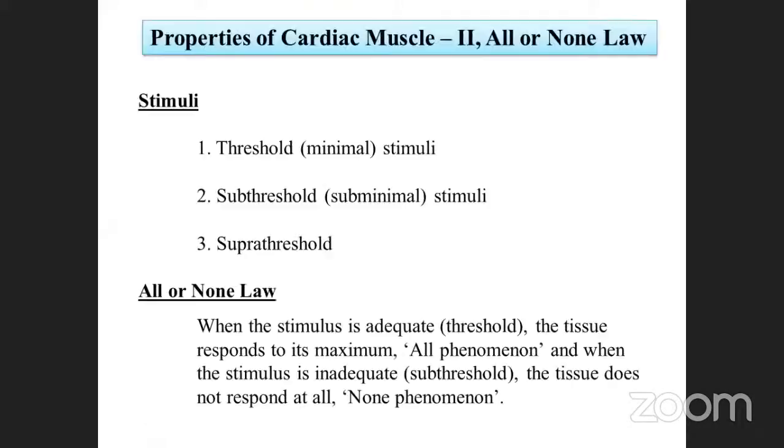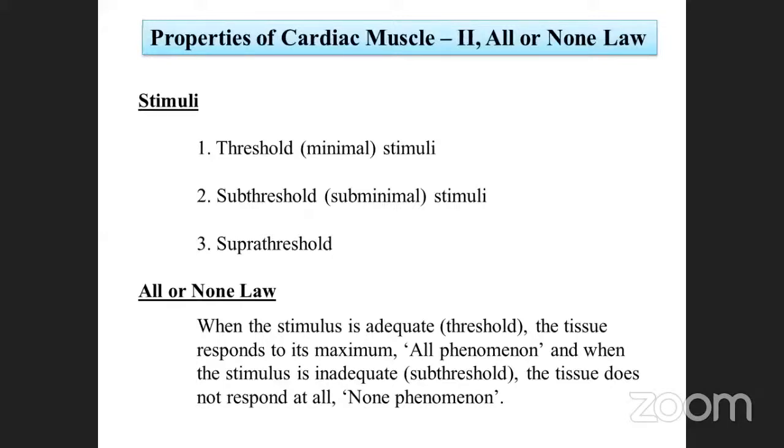We will just repeat it in the form. There is a property of the cardiac muscle, the all or none law, that we have discussed. What is the all phenomenon? What is the none phenomenon? We have to know about the stimuli, that is threshold, sub-threshold and supra-threshold. We have discussed this. This all or none phenomenon is when the stimulus is adequate, that is the threshold, the tissue responds to its maximum.